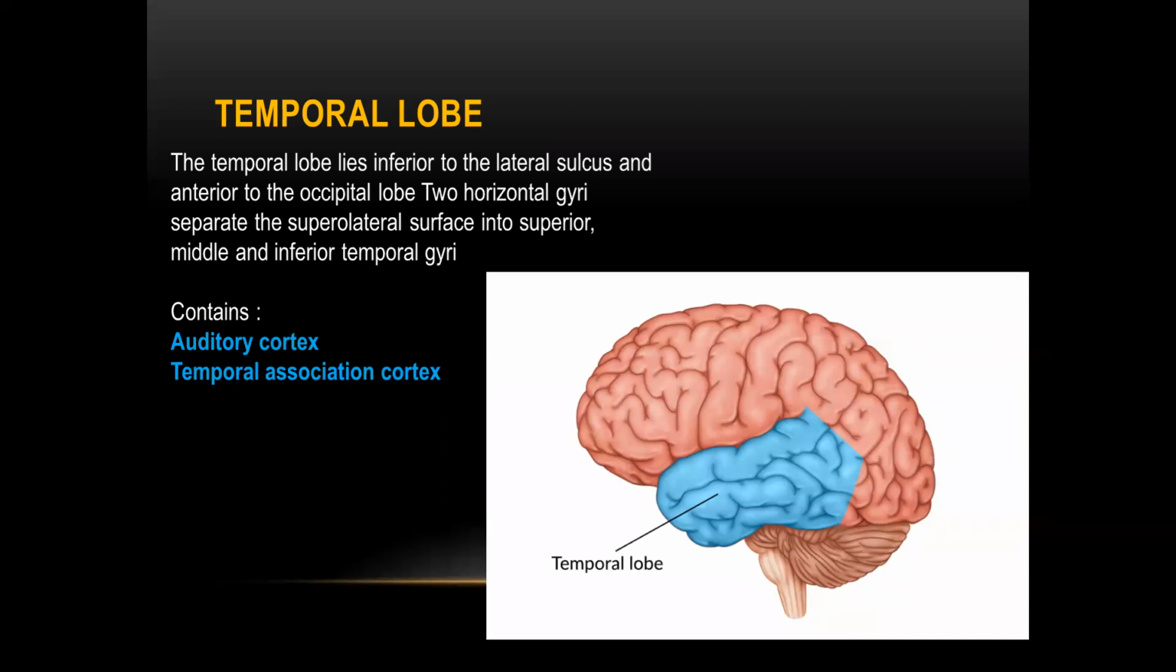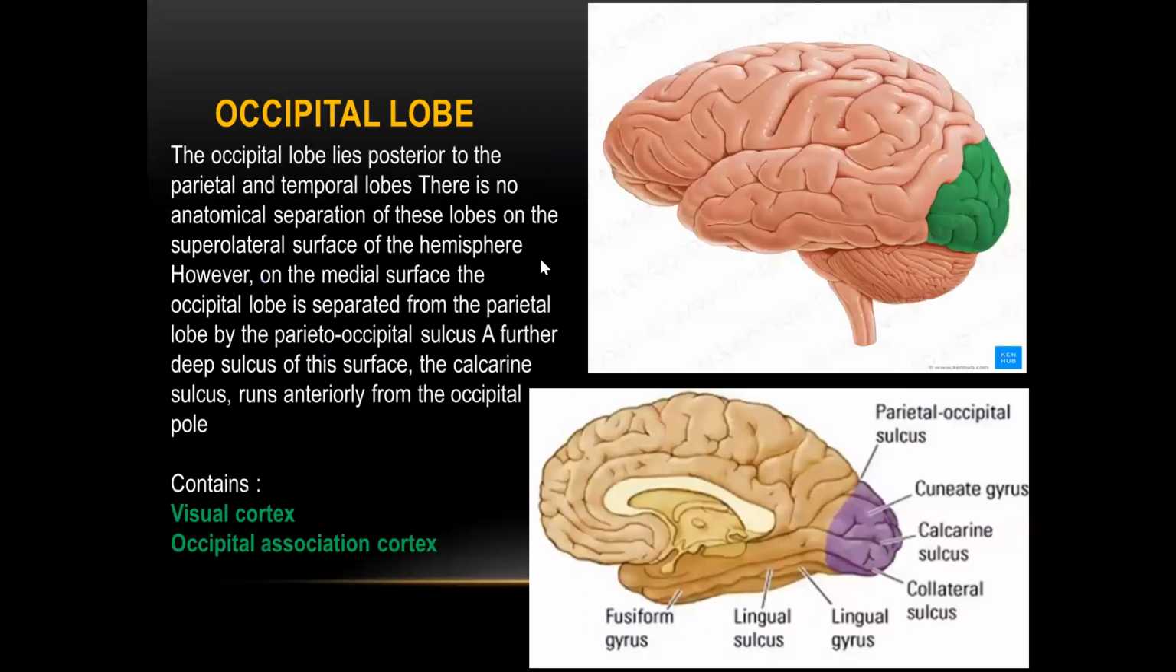The occipital lobe, which is located posterior to the parietal and temporal lobes, lies posterior to the parieto-occipital sulcus. The parieto-occipital sulcus is sometimes difficult to see on the lateral aspect, but it is seen more on the medial aspect of the hemisphere.